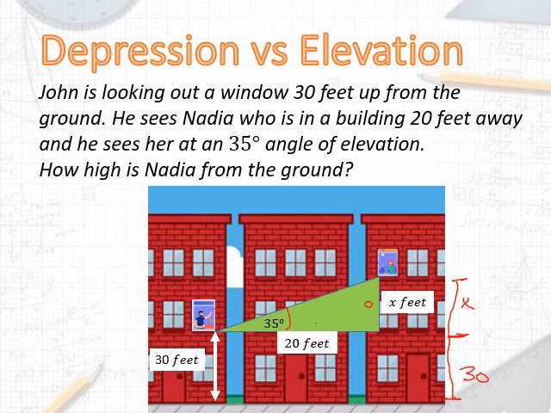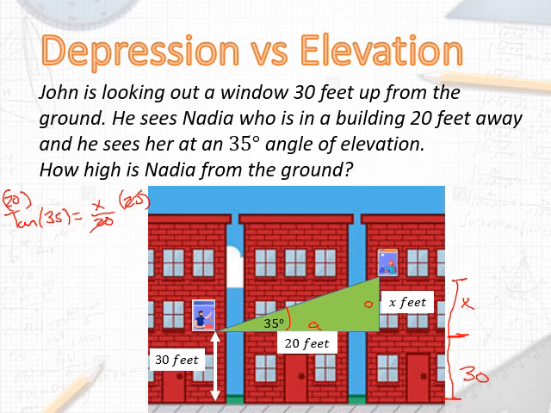x is the opposite. We're given the adjacent. What type of problem is this? It's a tan problem. So we'd say tan 35 degrees is equal to x over 20. Solve for x, multiply by 20 on both sides.